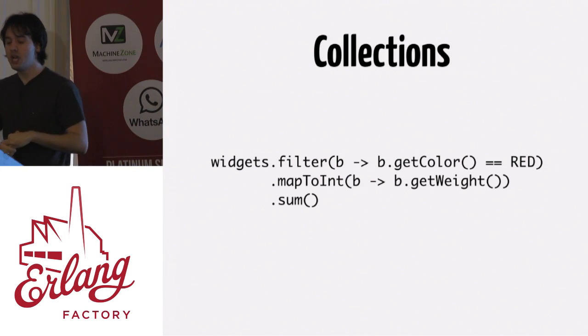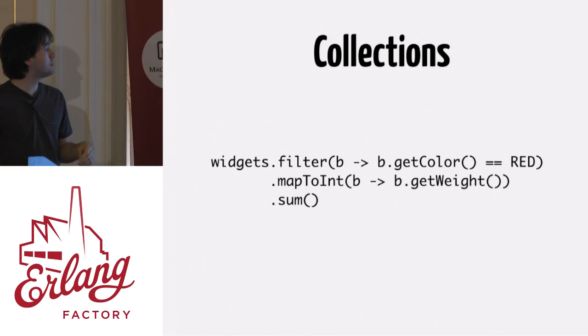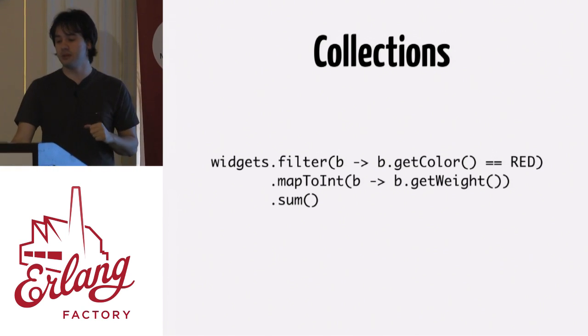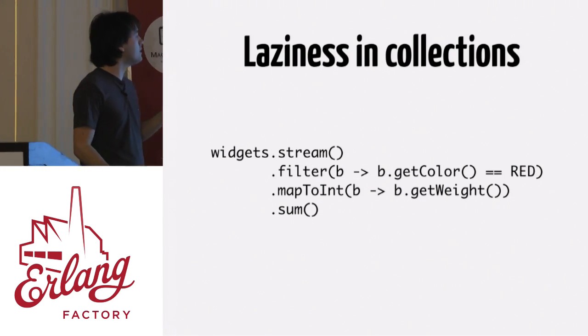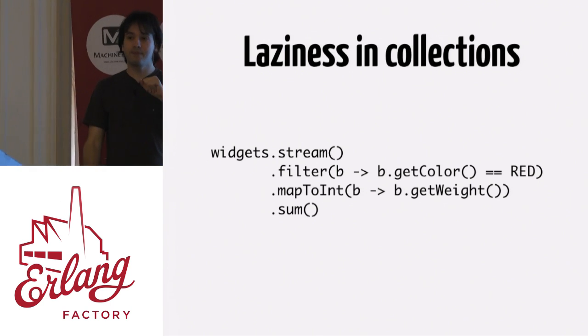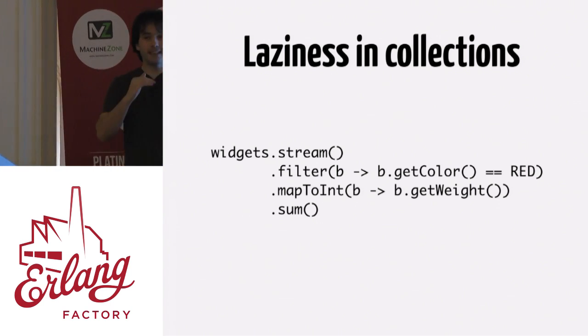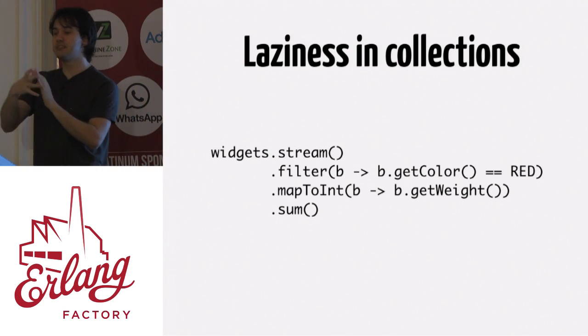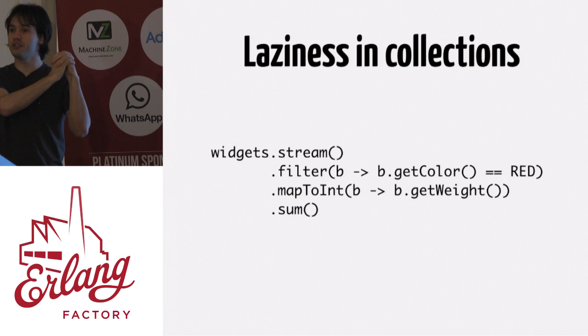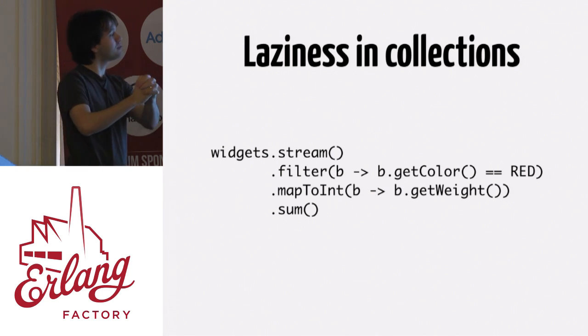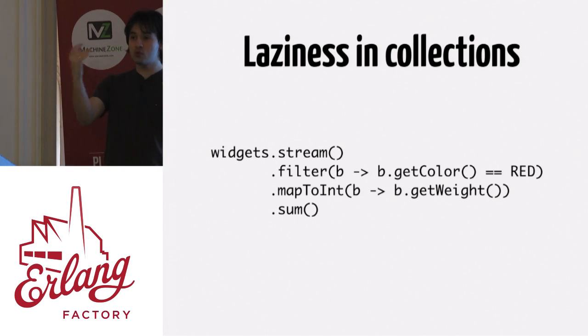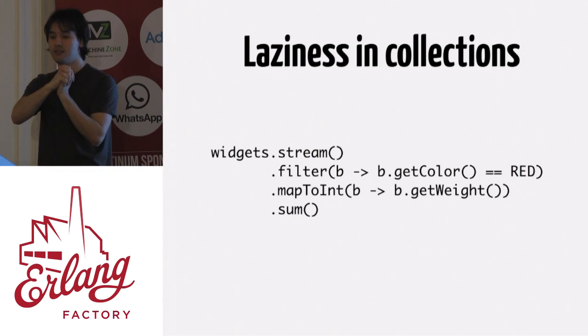Intermediate lists, which may not be very good in terms of performance depending on the size of the list, for example. So what laziness does is that when you say widgets.string, next time you call filter, it does not actually traverse this stream, does not actually traverse the widgets list. It just stores the computation. Okay? And when you say map to int, it's going to, again, store this computation. It's not going to evaluate it.